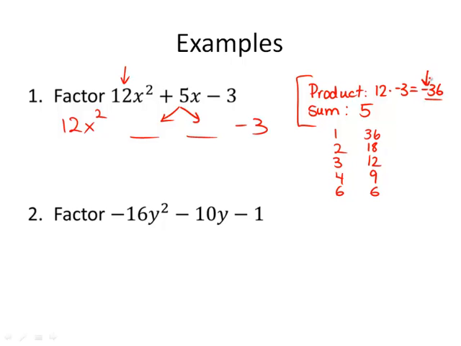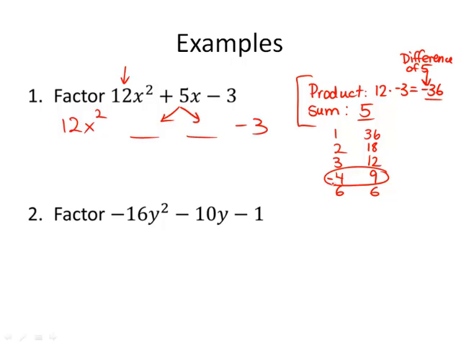And because the product is negative, that means one of our numbers will be negative, resulting in looking for a difference of 5. So let's look for two numbers that differ by 5, and that's 4 and 9. 9 minus 4 will give us 5, and 9 times negative 4 will give us negative 36.